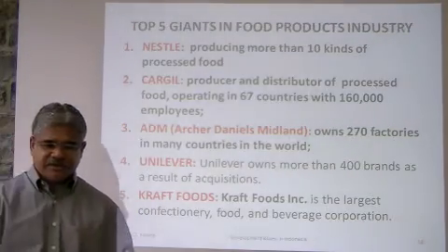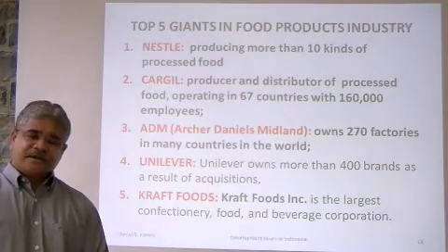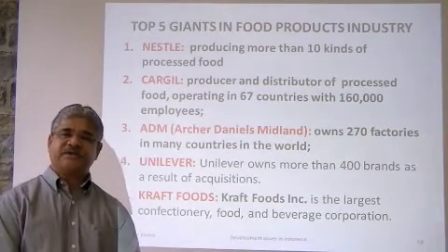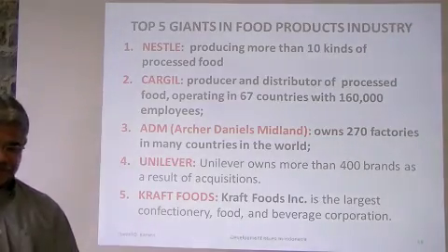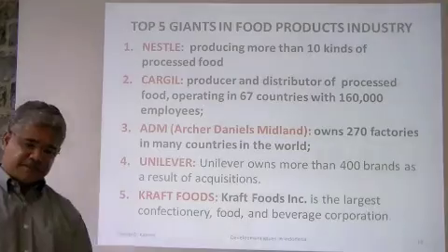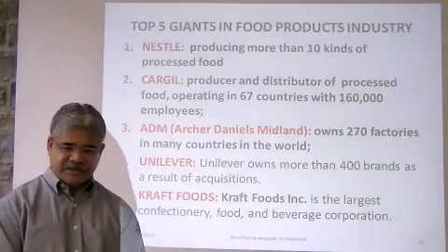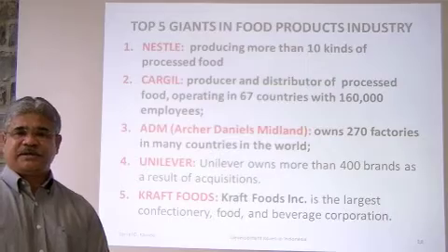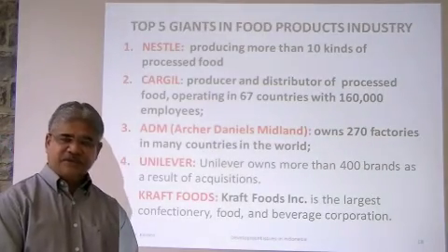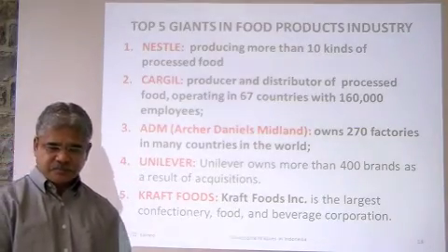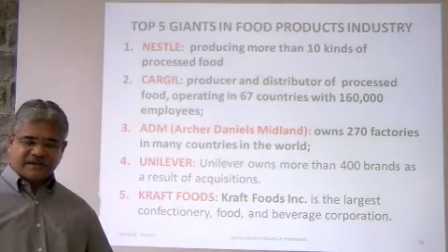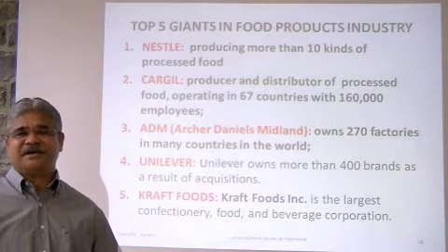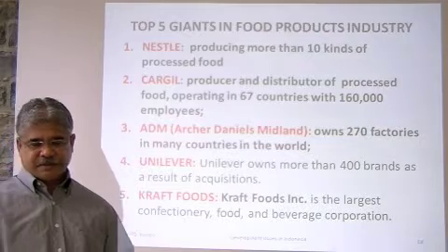Not only in inputs, but also in the production of manufacturing industries that use agricultural output. These giant MNCs also come to Indonesia, like Nestle, Cargill, ADM, Unilever, Kraft Foods, all playing a very important role in manufacturing using agricultural output. This all means that small and medium-sized industries will have a very hard time competing with these big companies.